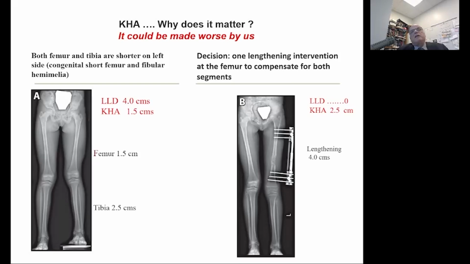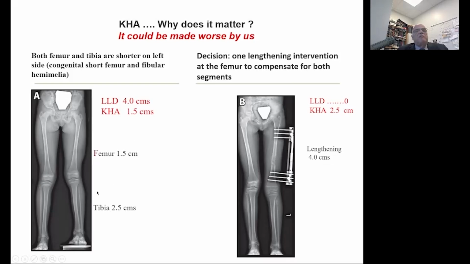The next thing that is really concerning about knee height asymmetry is that you can make it worse simply by the treatment you are giving. So if you look at the first example, A, there is an LLD of 4 centimeters.